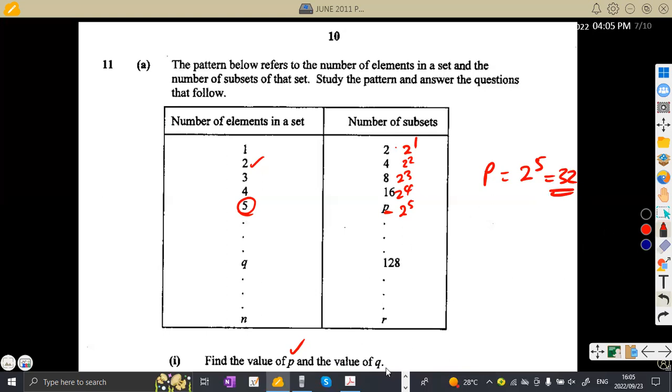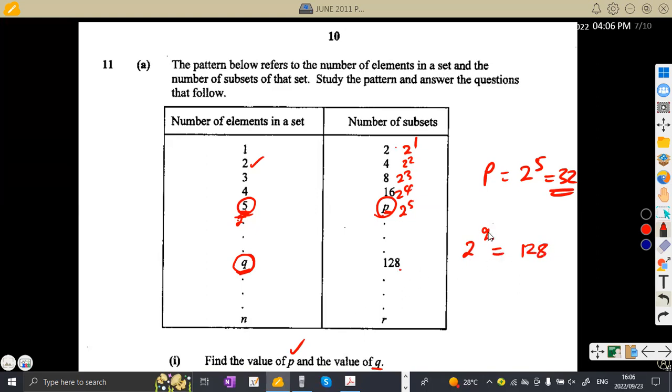Then let us move on to Q. To cross-check Q, we are given the answer. From the pattern, we are raising 2 to the power of this number, like we did with 2 to the power of 5 to get 32. So this Q is a power. It's 2 to the power of Q, which gave us 128.